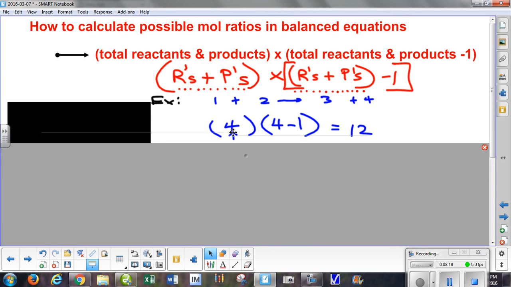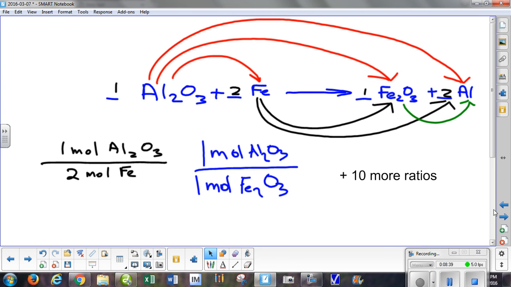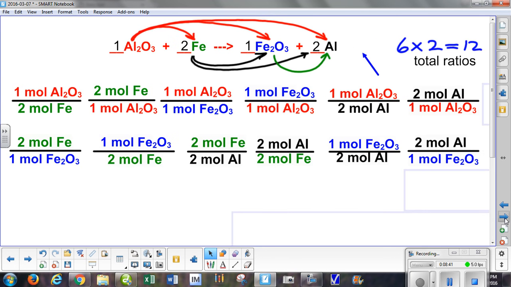We have 4, which is 1, 2, 3, 4 total reactants and products, times 4 reactants and products minus 1, which is 3. So 3 times 4 is 12, and you see that that matches perfectly with what we did back here. Okay?